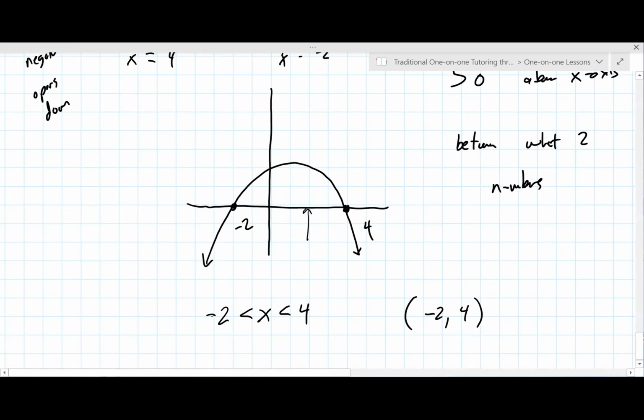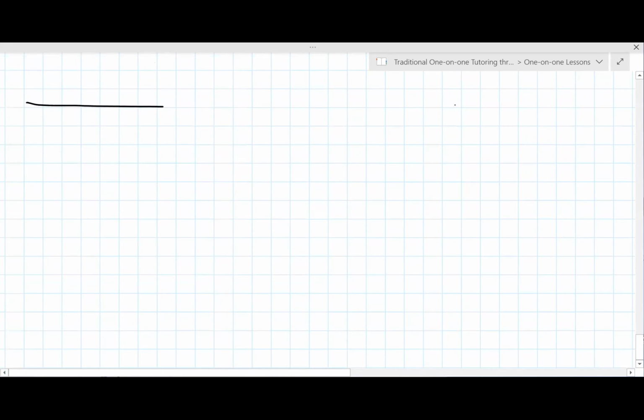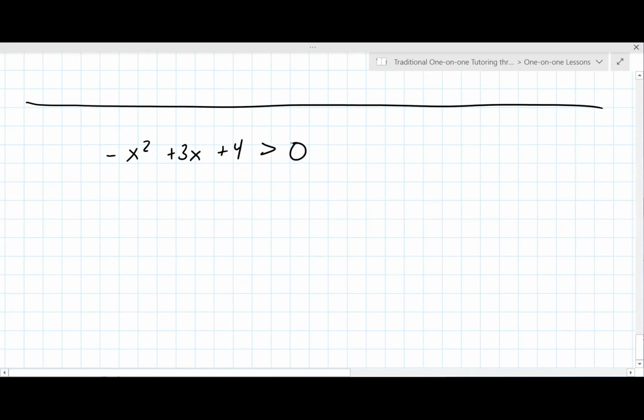All right. Let's try another one. Minus x squared plus 3x plus 4 greater than 0. So this time, do you see how there's a negative out in front? You have to factor that out. You have to divide everything by -1.